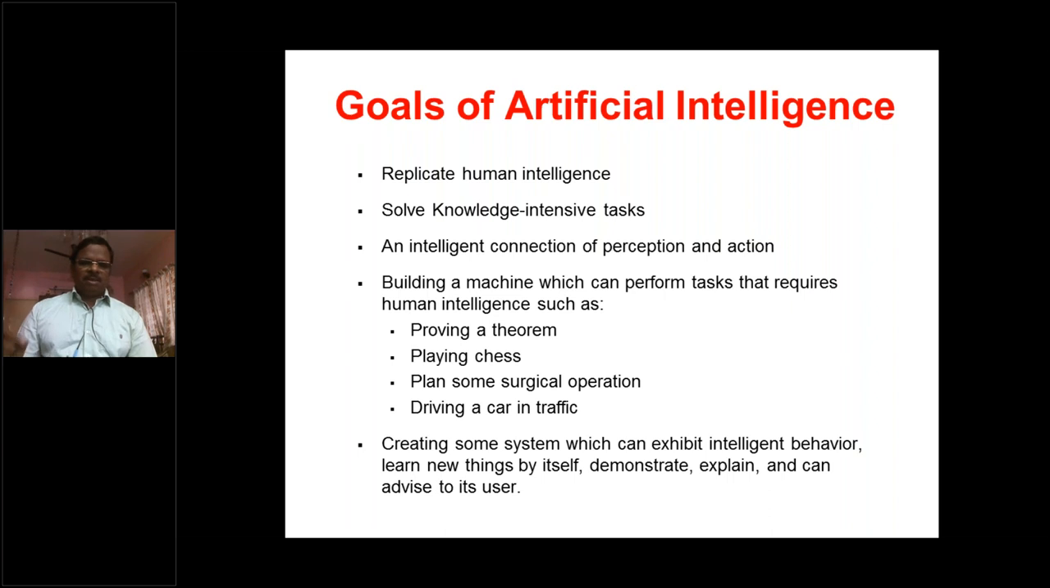Then, building a machine which can perform tasks that require human intelligence, such as proving a theorem, playing chess, playing games, planning surgical operations. Most of the surgical operations are done by robotics nowadays in many companies. Driving a car in traffic.